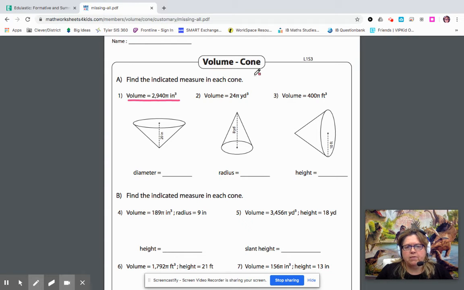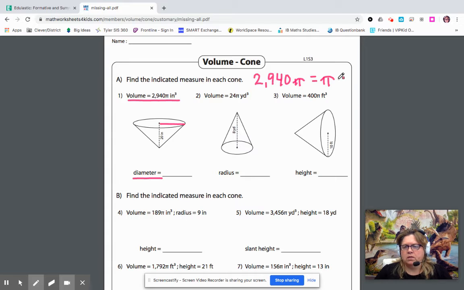All right, so my volume, which is 2,940 pi, is going to be equal to the formula. Our formula says we're going to take pi times radius squared. Now we don't know the radius. I need to solve for the radius, and once we solve for the radius, then we're going to solve for the diameter.